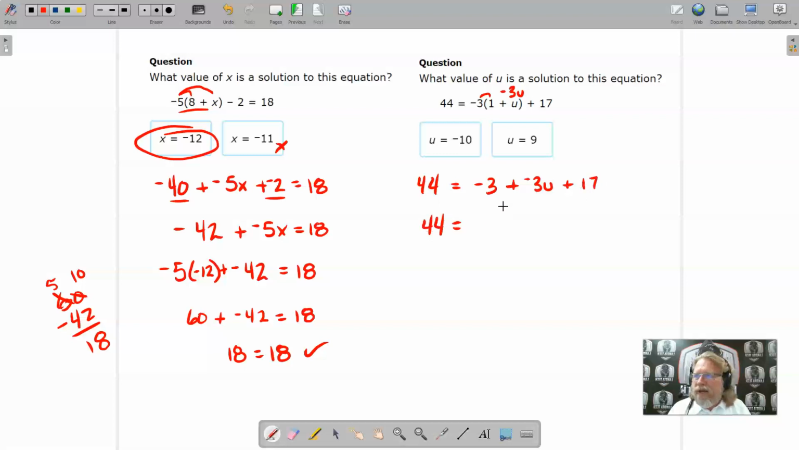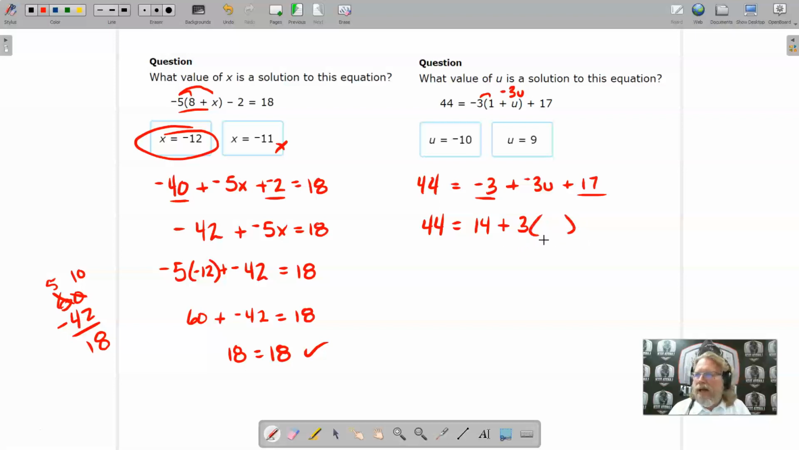Let's bring down 44. We can combine the negative 3 and the positive 17. So we put those together. That's like 17 minus 3. So that's going to be 14. And then plus 3u. But instead of writing u, I'm going to put a parenthesis down because we're ready to plug it in there, substitute, and evaluate.